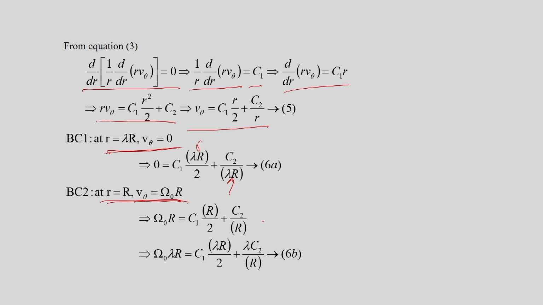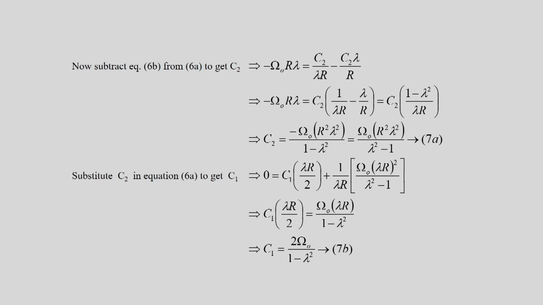Now, this equation, what you do? You multiply by lambda on either side. So, lambda R omega naught is equal to C1 lambda R by 2 plus lambda C2 by R. This is equation number 6a, and this is equation number 6b. Now, you do 6a minus 6b, so that the C1 lambda R by 2 terms are cancelled out, and then you can obtain C2.